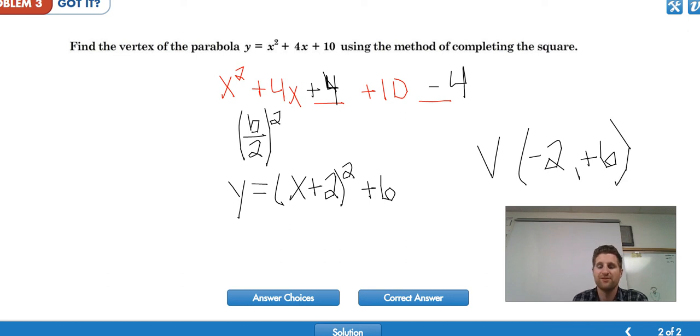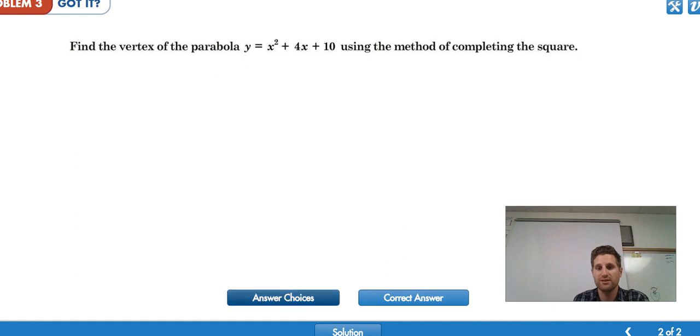Okay, so negative 2, positive 6. Let's double check to see if our work was right with what they got. Let's see, I see our answer of negative 2, positive 6. Is that the correct one? Yes, it is. Okay, and from there, once we have the vertex, we do the same thing we did in the other ones. We just go ahead and try to find points on either side, and hopefully we can graph it.